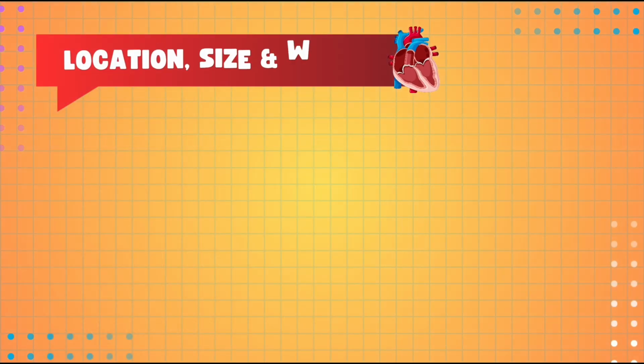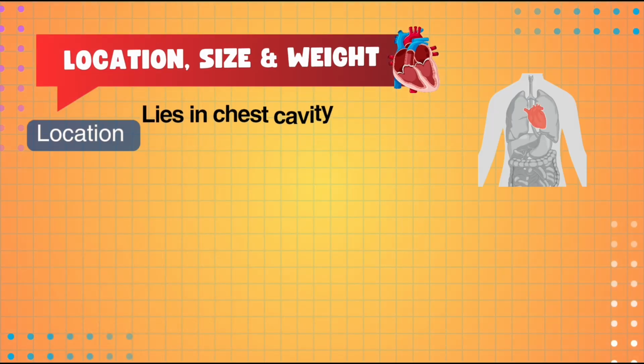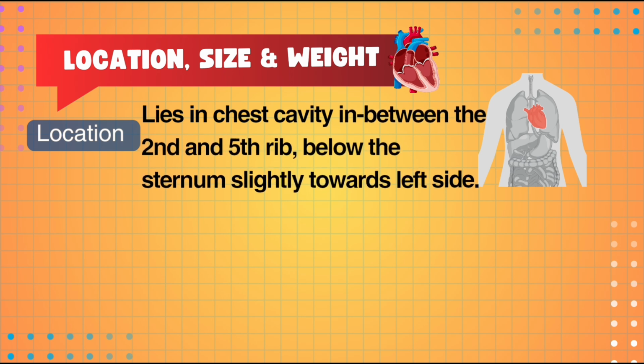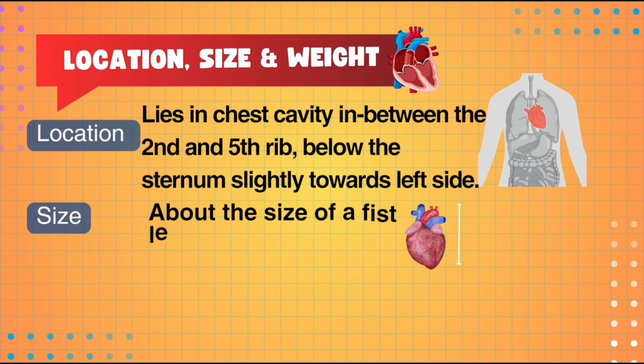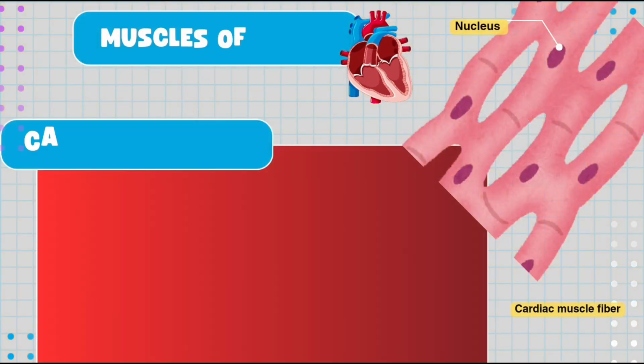Location, size, and weight. Heart lies in the chest cavity in between the second and fifth rib, below the sternum, slightly towards left side. Size. It is about the size of a fist. Its length is 12 centimeters, width is 9 centimeters, and thickness is 6 centimeters. Weight. Its weight is about 250 to 350 grams.